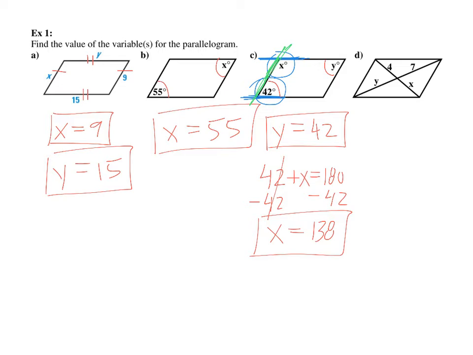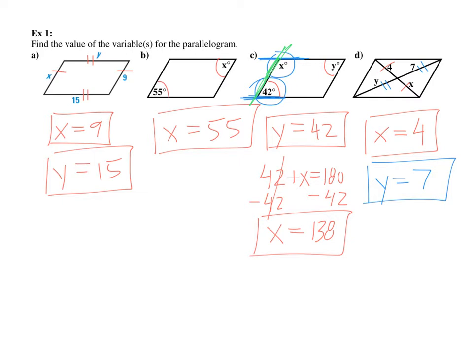For the next problem, I have X is equal to 4. And then I have Y is equal to 7, because the diagonals bisect each other. Here are a bunch of basic examples where we applied parallelogram properties. Let's do some more examples.